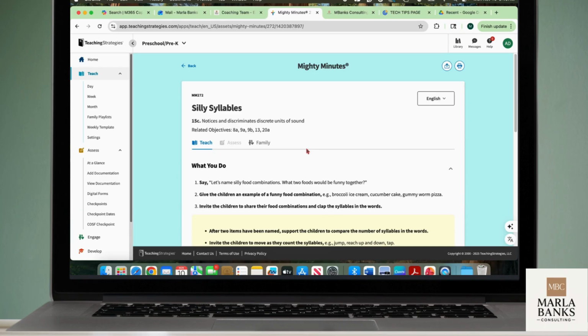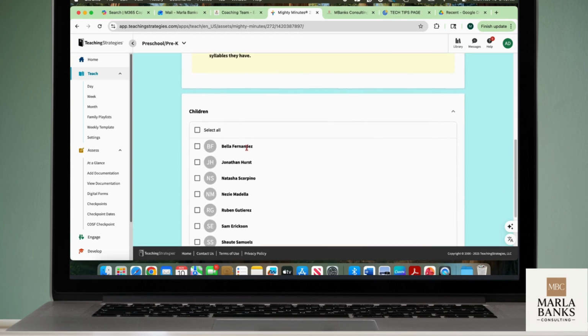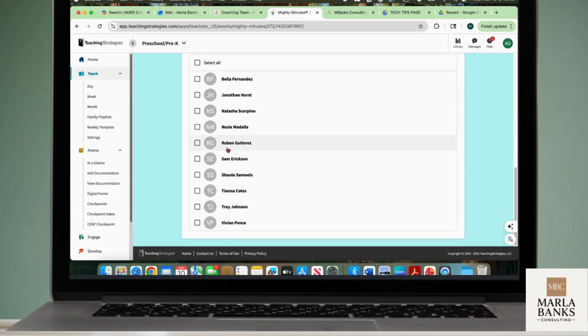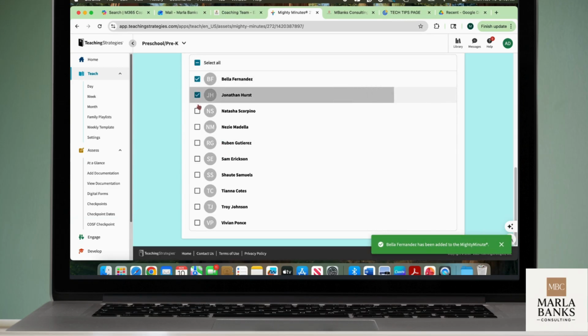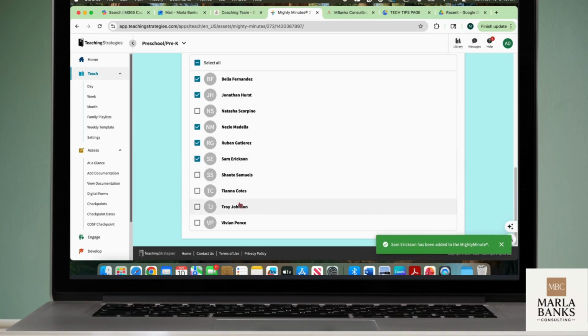So when the Mighty Minute pops up, you see that Assess is grayed out. And it is grayed out because you have to go down to the bottom of the card and you have to select the kids, because it doesn't mean that everyone participated in this Mighty Minute activity. So I'm going to select those kids that actually did participate in this Mighty Minute that I observed during this Mighty Minute activity. And you'll see you get your notification that your students have now been added.